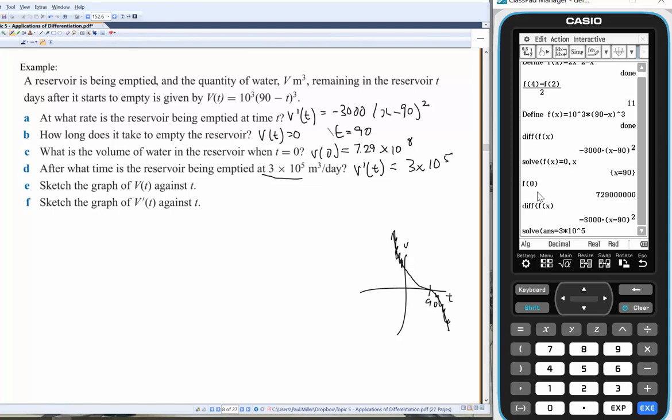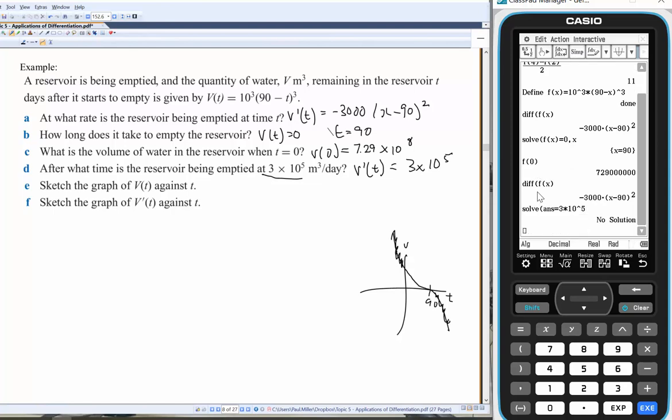All right, and what I'm expecting to have happen here is it's going to say no solution. Pause the video and see if you can see what's the mistake here, why it isn't finding out when it's being emptied at this rate. If you've paused it and had a think about it, hopefully you recognize that it's never going to have a positive gradient. If we look at this function here, it's always negative.